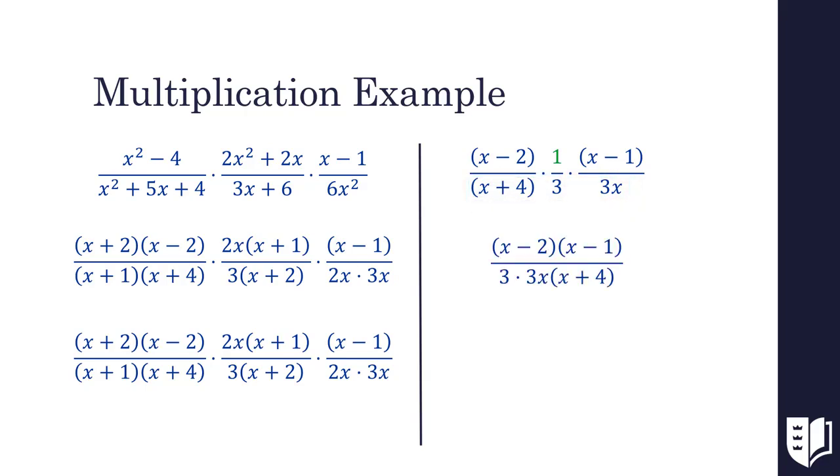Using the FOIL method on our numerator and multiplying our factors in the denominator gives us an x squared minus 3x plus 2 divided by 9x squared plus 36x. We should not have any common factors in our answer because we canceled them all earlier.